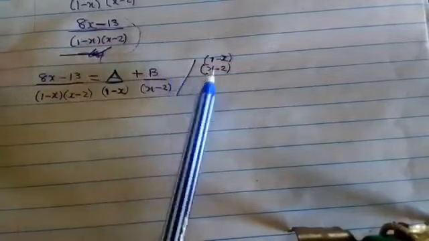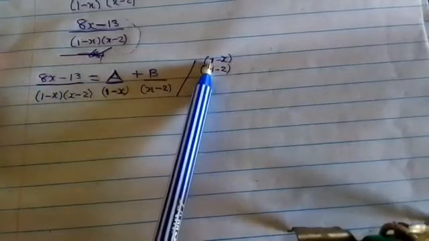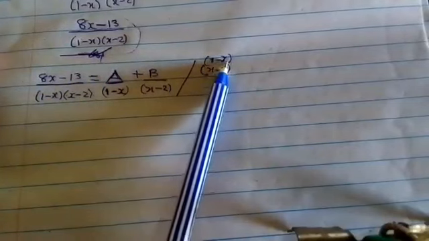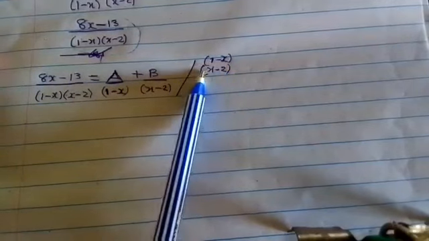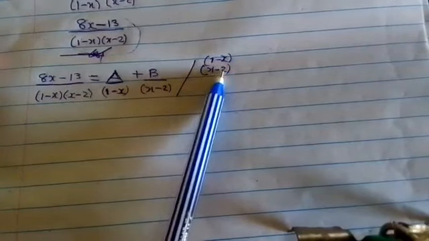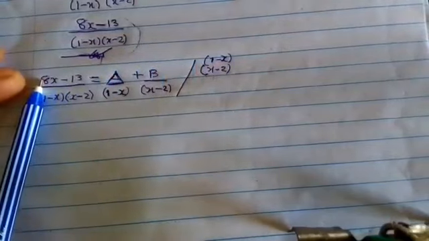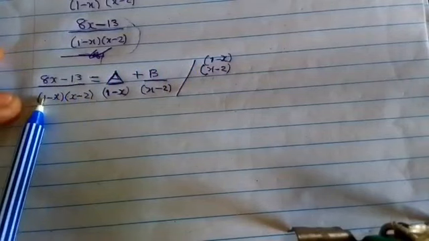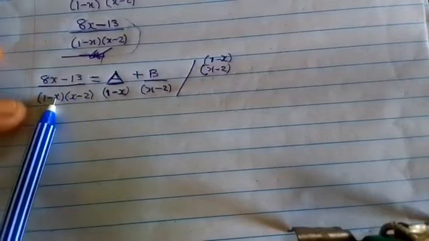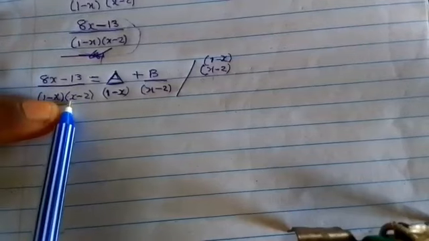So it is more like open bracket, 1 minus x, close bracket, open bracket, x minus 2, close bracket, multiply by 8x minus 13 over, open bracket, 1 minus x, close bracket, open bracket, x minus 2, close bracket.